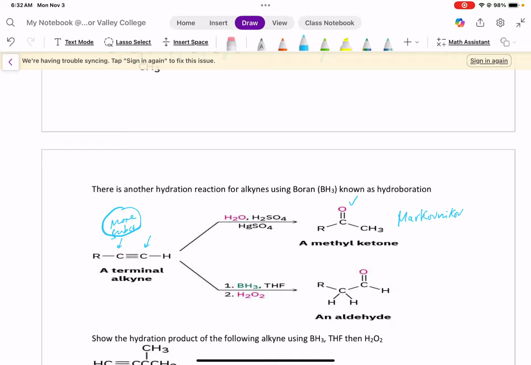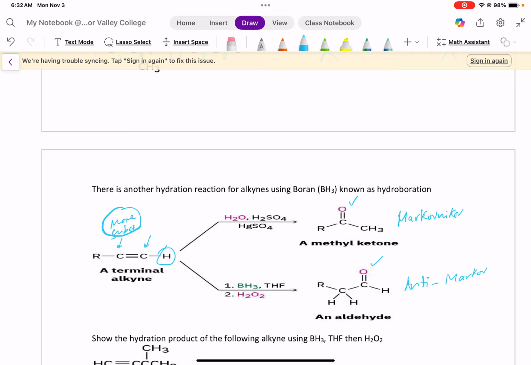Now, if you do anti-Markovnikov, anti doesn't mean bad. It just means different. The OH is gonna go to the outside carbon, and on the outside carbon, notice it's got the hydrogens. So it becomes double bond O, and that's making an aldehyde. Okay, so it depends on what we want.